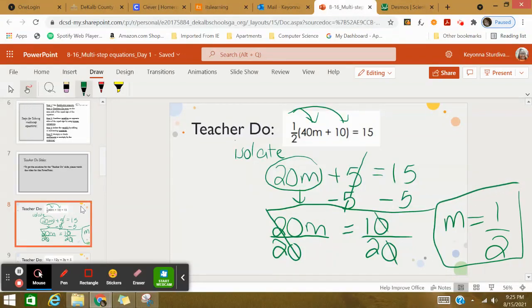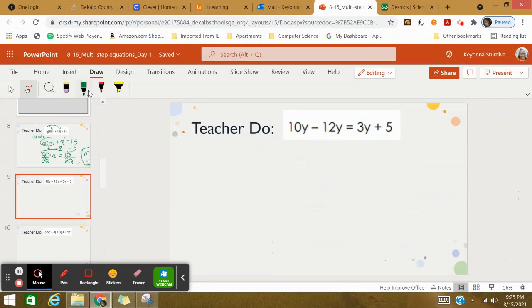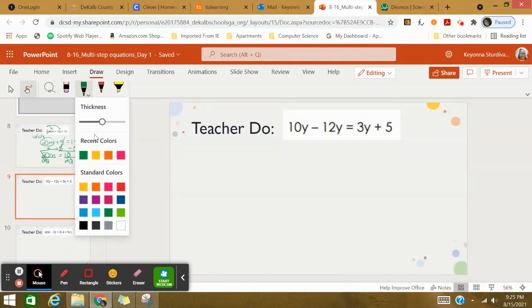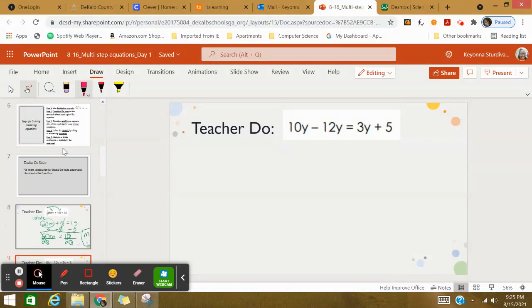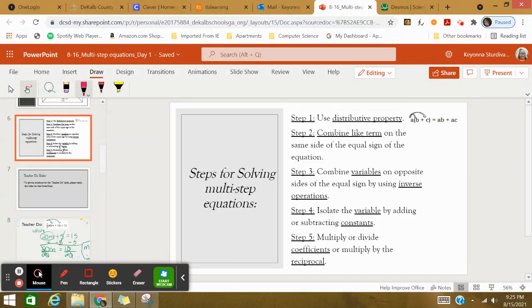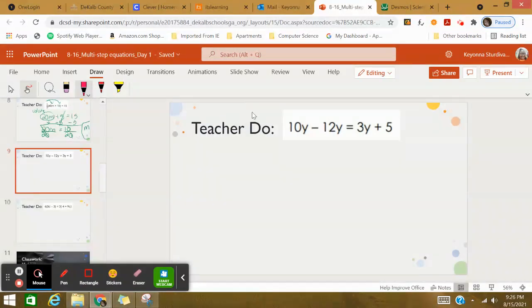That's the first example on the teacher do slides. The next example I'm giving is 10y minus 12y is equal to 3y plus 5. So the first step where it asks us to do distributive property, I can't do that. The next step, step 2, says combine the like terms that are on the same side of the equation. I can definitely do that. So these two are considered like terms, okay? Why? Because they both share y. So I'm going to combine 10y minus 12y.